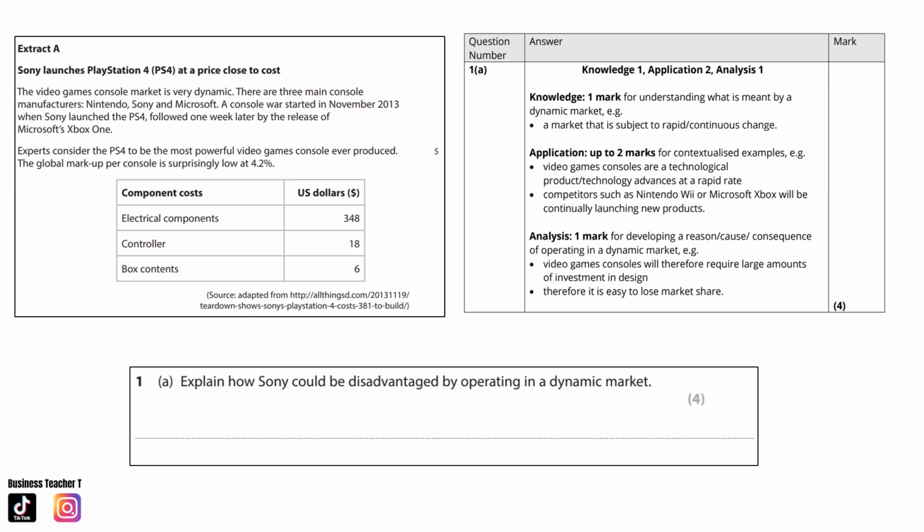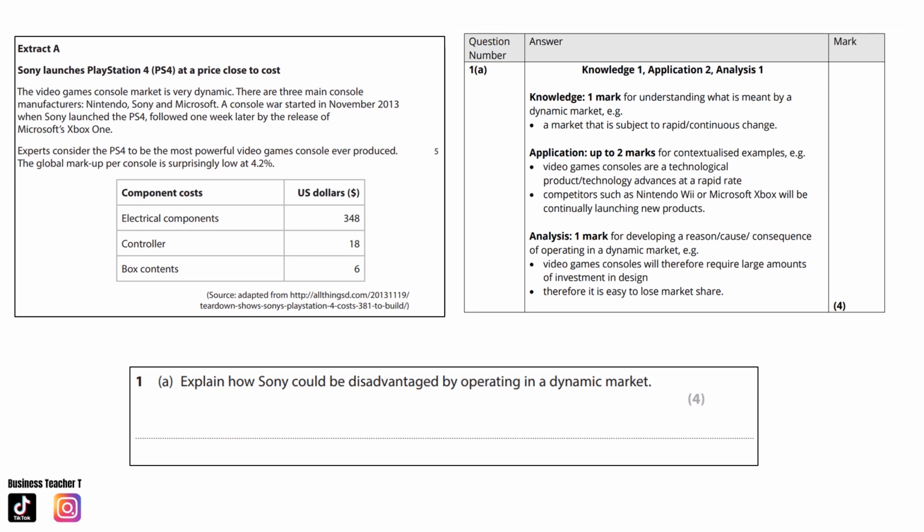For your application marks, 2 references are required to the case study because you can get up to 2 marks for application. So you could have written about video games consoles are a technological product, or technology advances at a rapid rate. That would have been something that could have been credited for application. Another point could have been competitors such as Nintendo Wii or Microsoft Xbox will be continually launching new products. That could have given you an application mark, and any other relevant application.